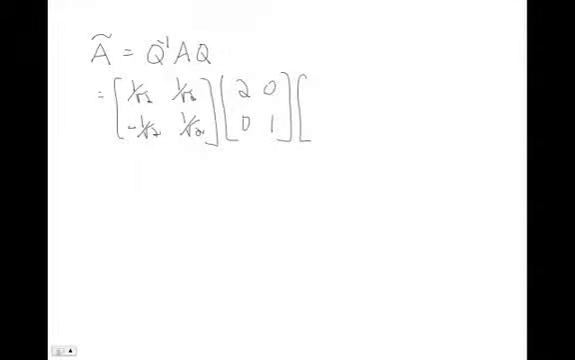So let's do that. We've already solved for q. We already know q and q inverse. So if we do that, q inverse becomes 1 over the square root of 2, minus 1 over square root of 2, 1 over square root of 2, 1 over square root of 2. And a is just 2, 0, 0, 1. And q was 1 over square root of 2, 1 over square root of 2, minus 1 over square root of 2, 1 over square root of 2. And so multiply these two matrices together first.